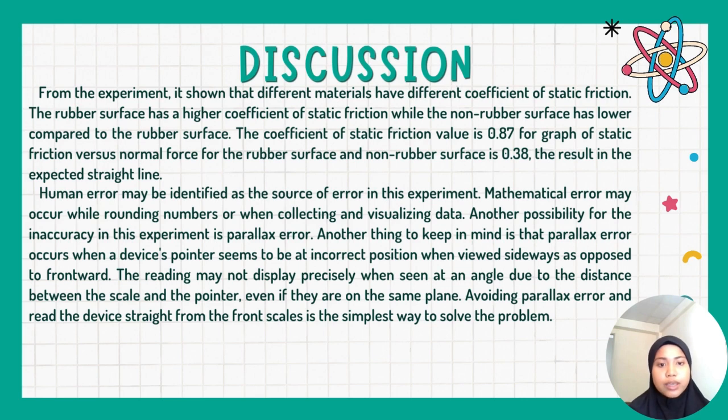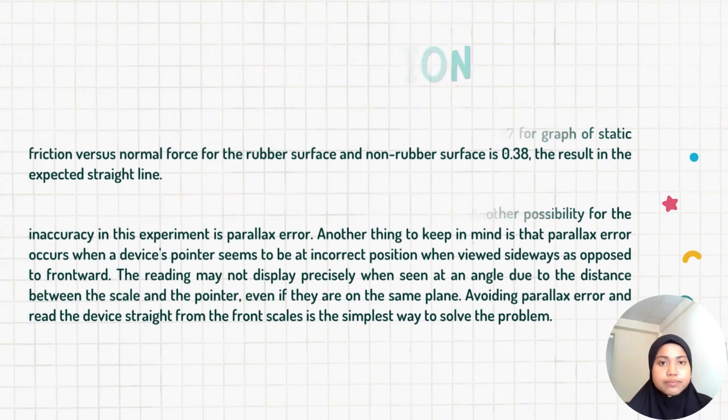Another thing to keep in mind is that parallax error occurs when a device's pointer seems to be at an incorrect position when viewed sideways as opposed to frontward. The reading may not display precisely when seen at an angle due to the distance between the scale and the pointer, even if they are on the same plane. Avoiding parallax error and reading the device straight from the front of the scale is the simplest way to solve the problem.